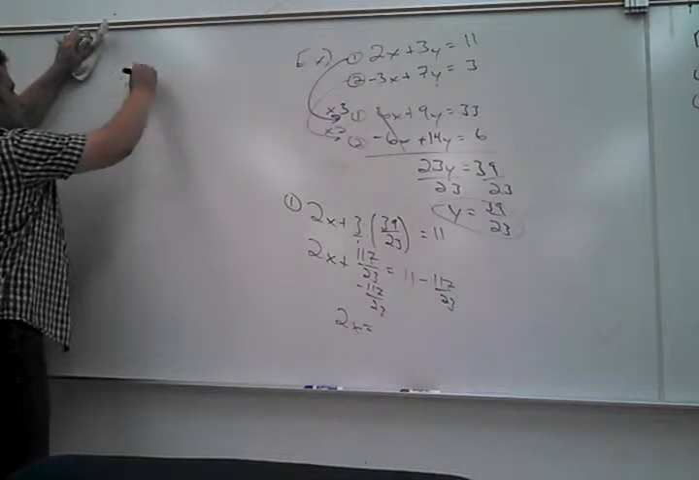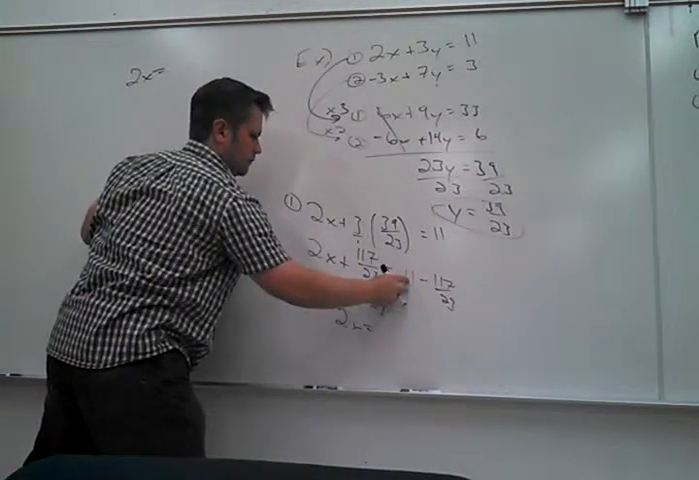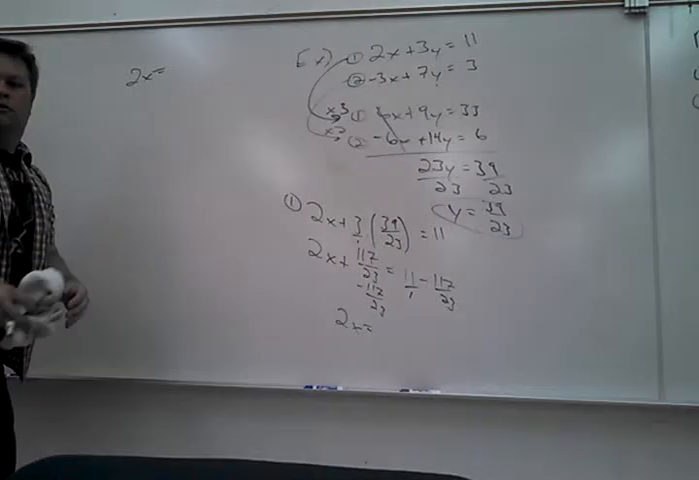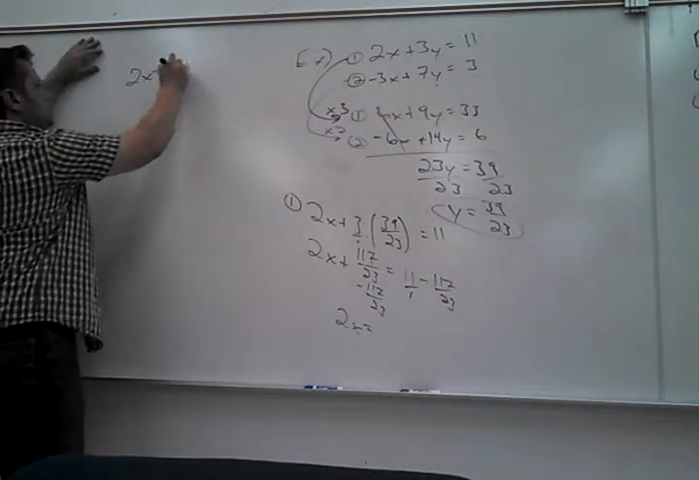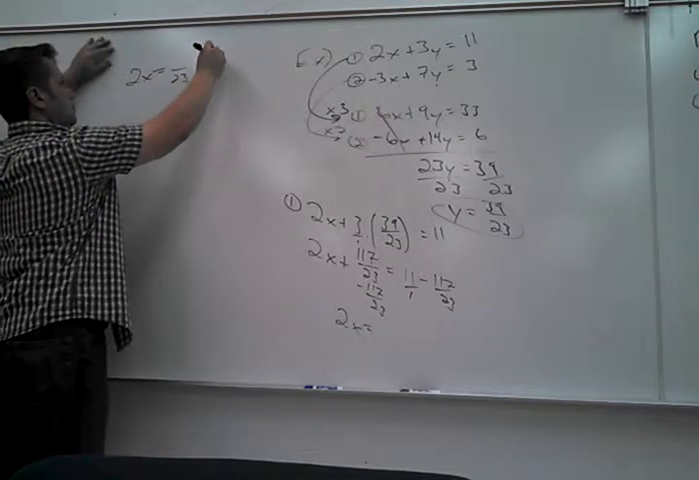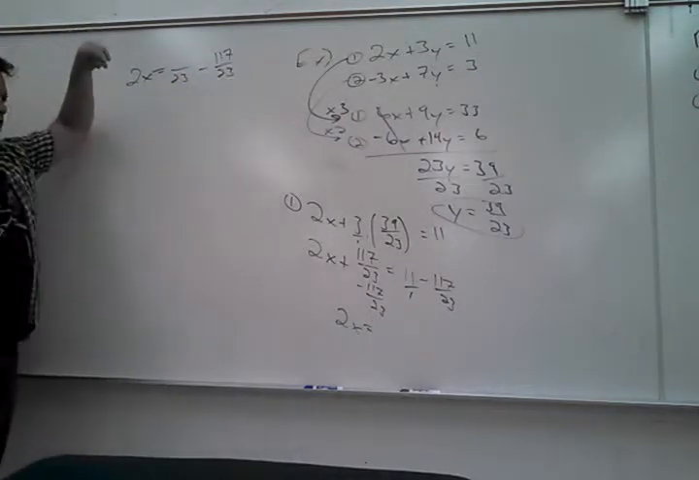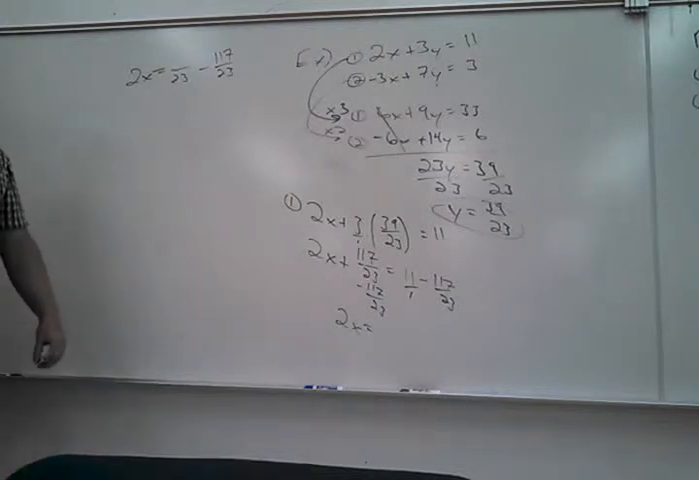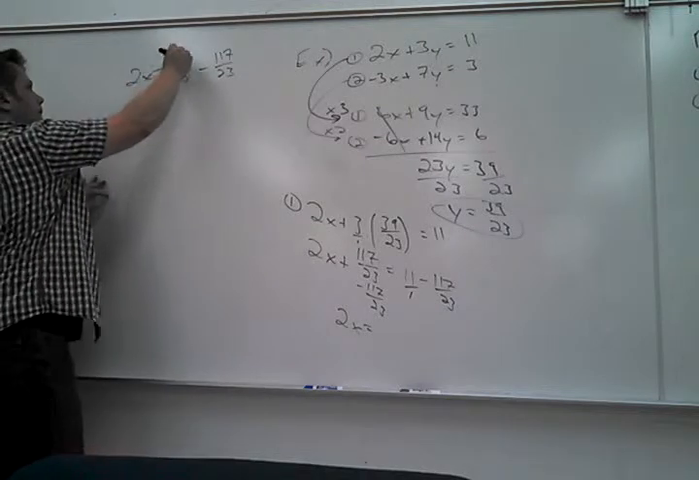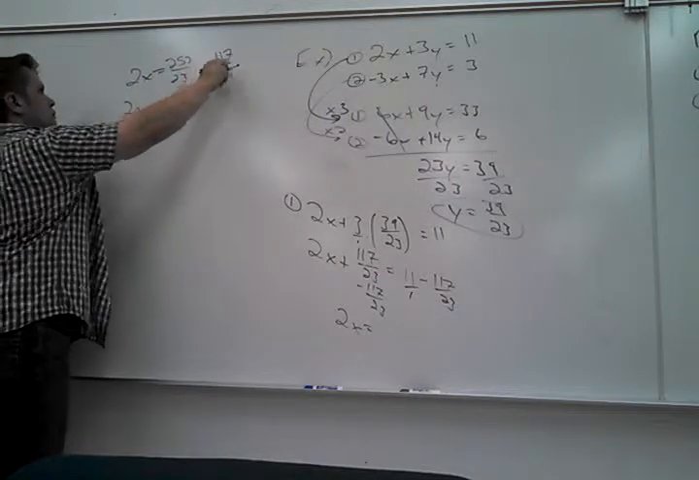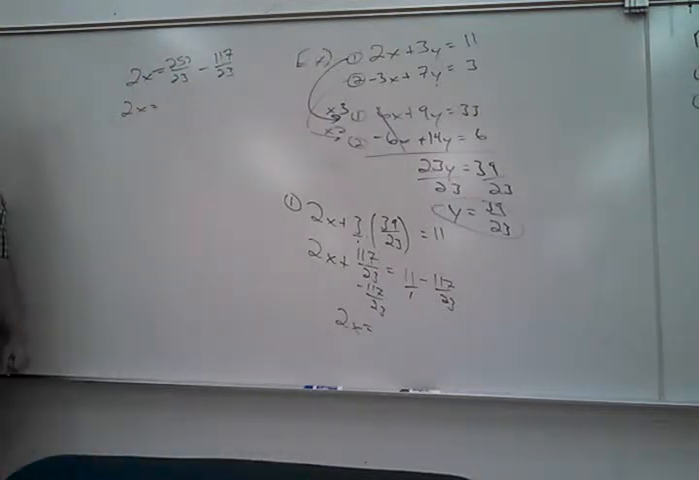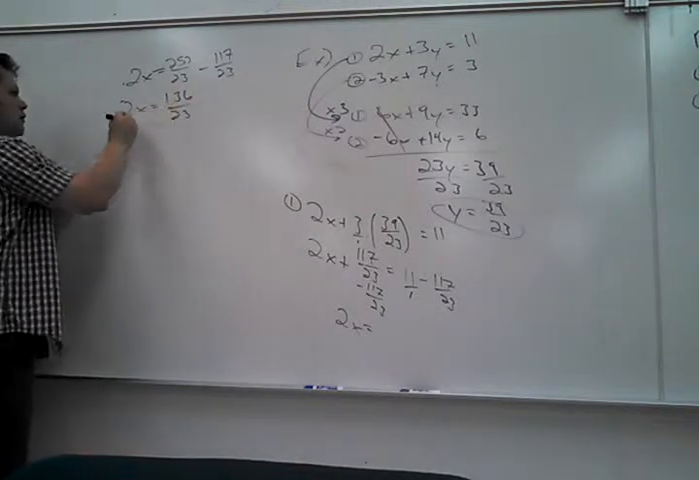So I've got 2x equals, what do I have to do here to get LCD? Multiply by 23, right? So 23 times 11. I don't know what it is. 230. 253. Yeah. So 2x equals 253 minus 117. 136. And then divide by 2.